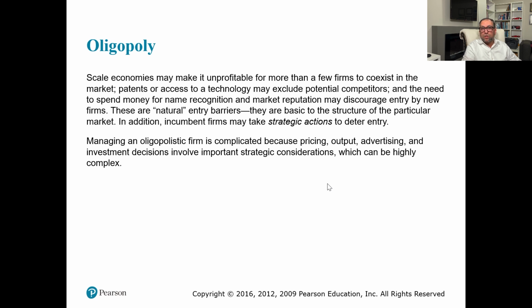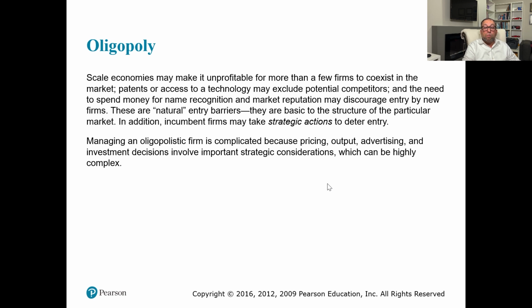like when there are certain industries in which you need to produce on a very large scale in order to reach the point where economies of scale are achieved, it is unprofitable for more than a few firms to coexist in the market. So in that type of market, only a few firms exist. Patents or access to a technology may exclude potential competitors, and the need to spend money for name recognition and market reputation may discourage entry by new firms. So these are natural entry barriers, and they are basic to the structure of a particular market.